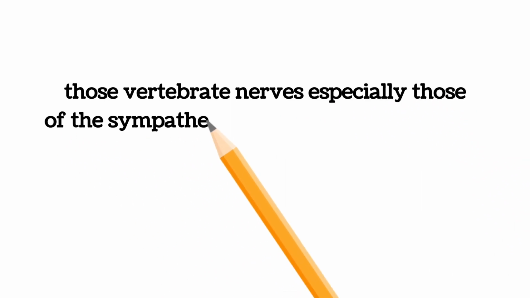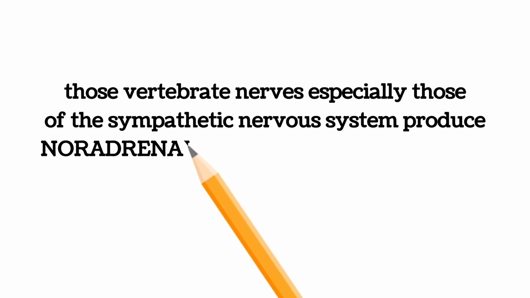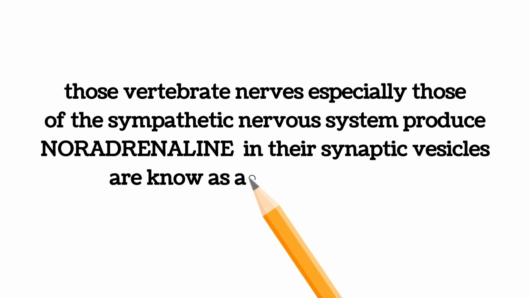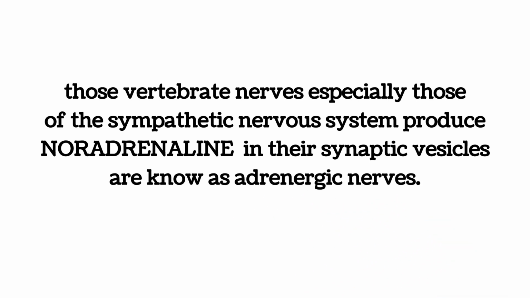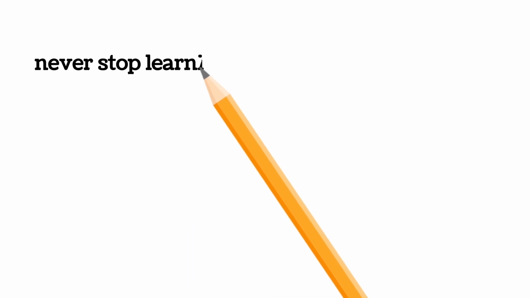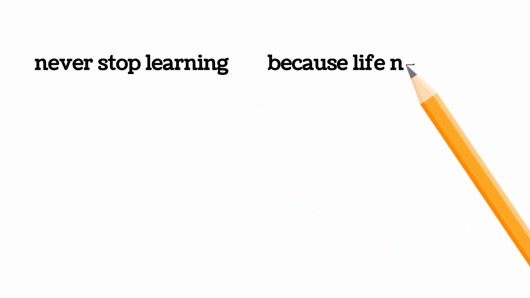Not all nerves use acetylcholine as their synaptic transmitter substance. There are other vertebrate nerves, especially those of the sympathetic nerves, which produce noradrenaline in their synaptic vesicles and are known as adrenergic nerves.